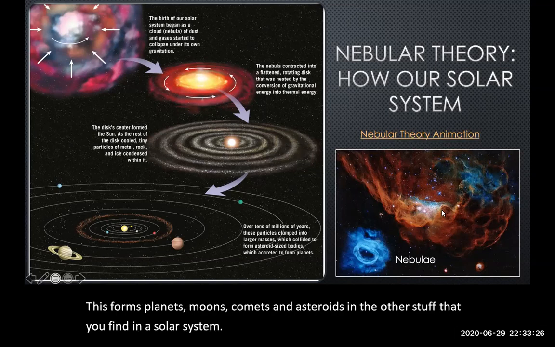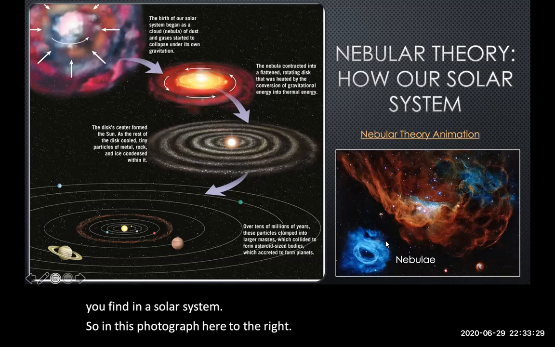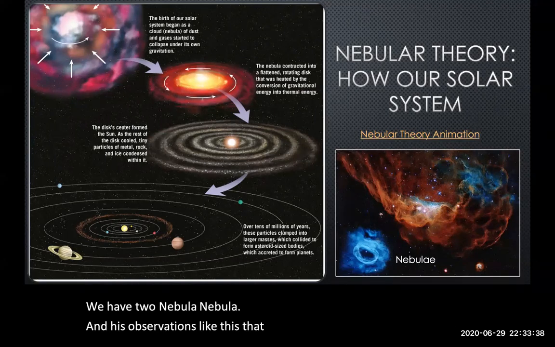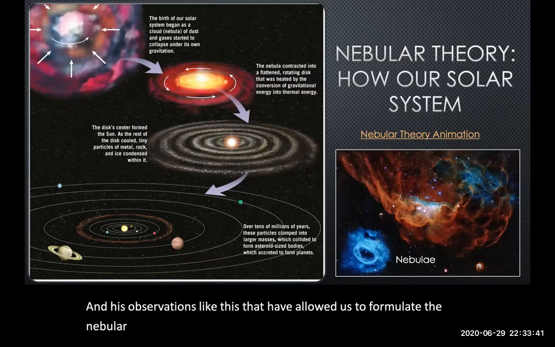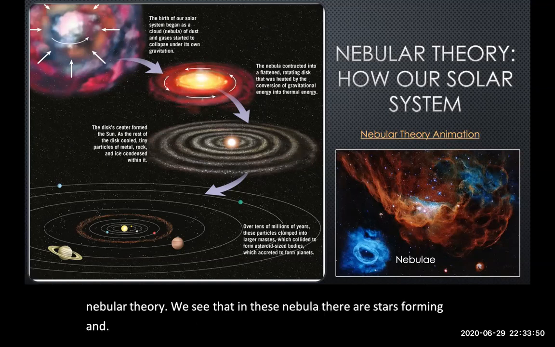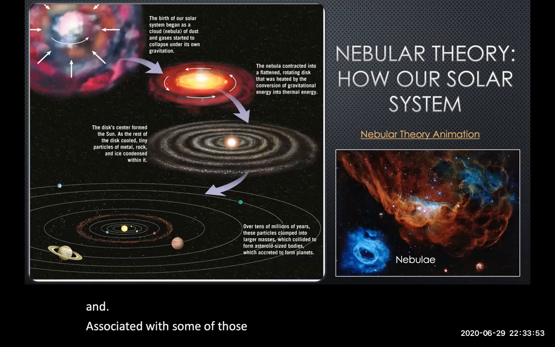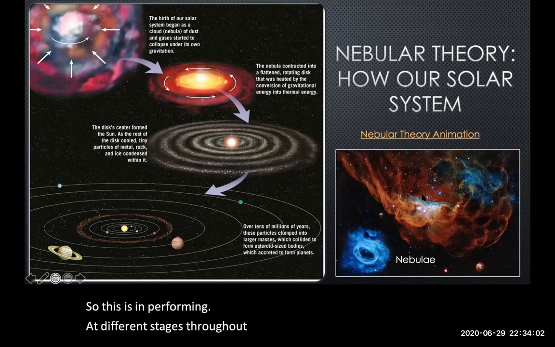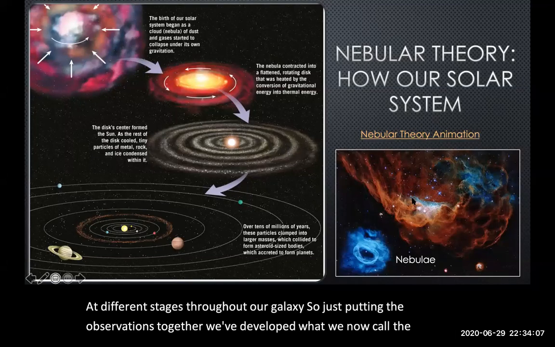So in this photograph here to the right, we have 2 nebulae, and it's observations like this that have allowed us to formulate the nebular theory. We see that in these nebulae, there are stars forming, and associated with some of those stars, planets. And we see that these solar systems are forming at different stages throughout our galaxy. So just putting the observations together, we've developed what we now call the nebular theory.